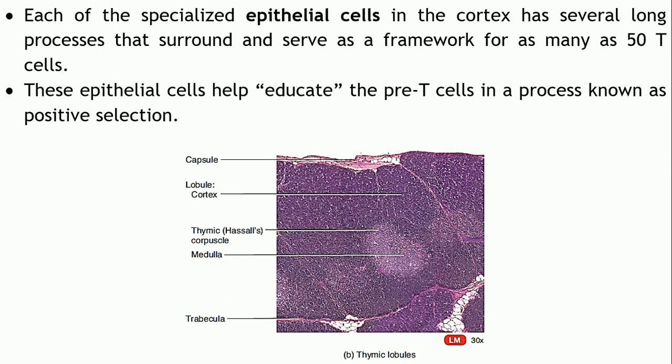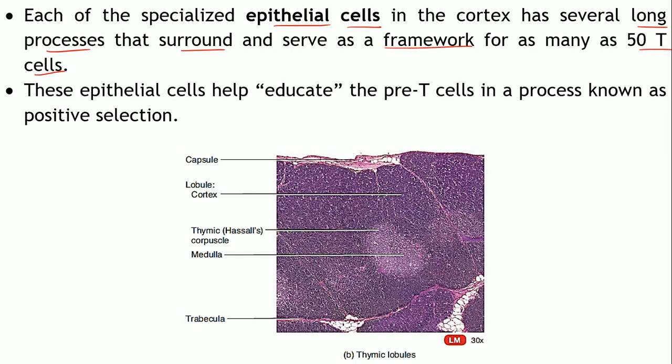Then the third type of cell is the epithelial cell. These are specialized epithelial cells which have several long processes extending from their membrane. These processes can surround and form a framework around, say, about 50 T cells.